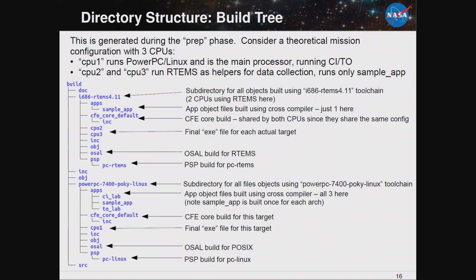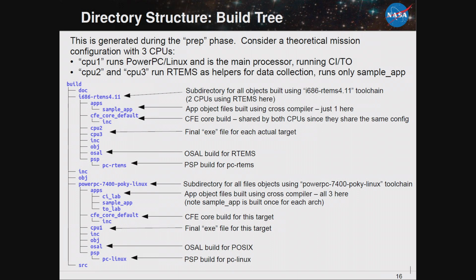So a theoretical mission here with 3 CPUs, let's say CPU 1 is a main processor, PowerPC Linux. CPU 2 and 3 would be RTEMS as helpers for data collection. So these would be fairly small processors.